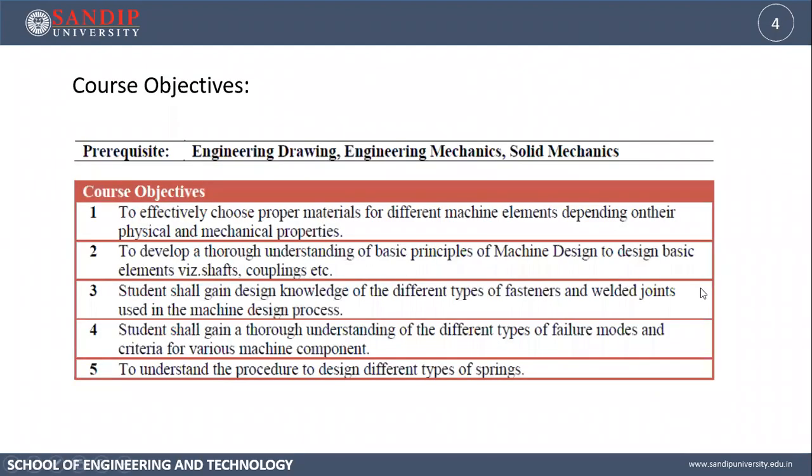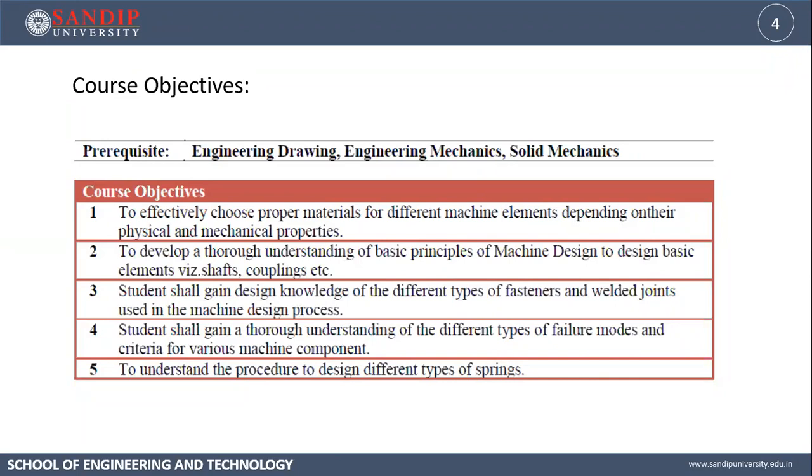Then, what are the course objectives, what we will learn, or what I expect that you should know after completing this particular course. Before starting with this course, we assume that you are aware of engineering drawing. You know how to draw a sketch, what is orthographic projection, what is isometric projection, how you are going to represent the object, and how you are going to draw the assembly and details of the part along with the geometric and other tolerances on it.